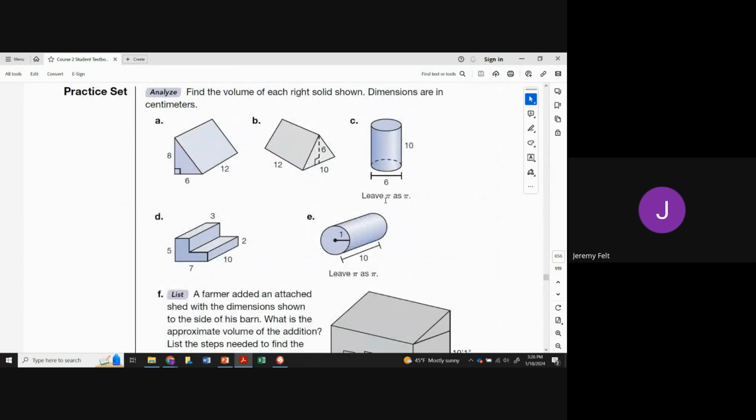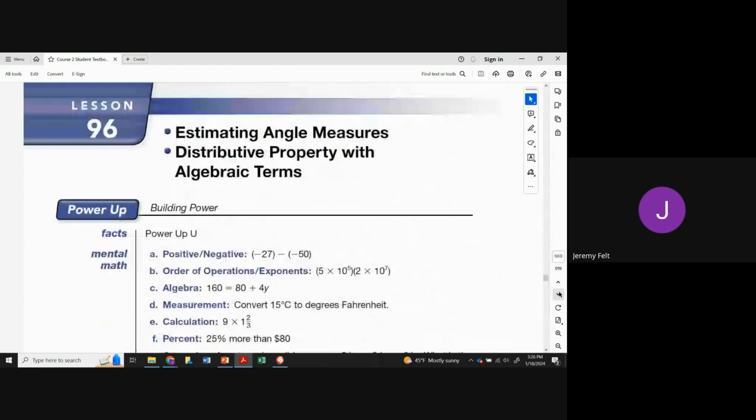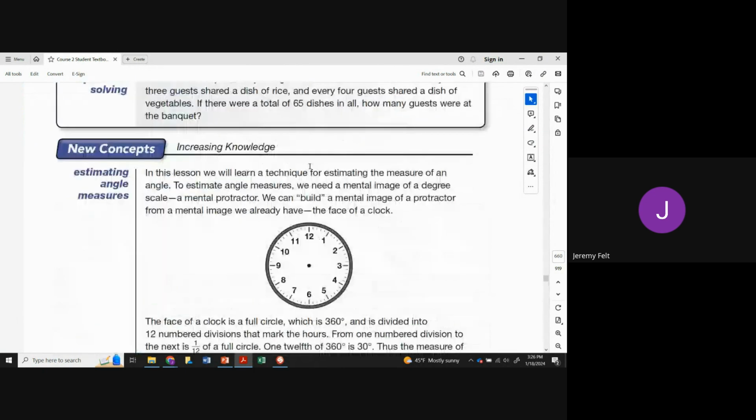All right, we will do these together. The area formulas should be on your reference sheet, so definitely make sure that you hang on to those and don't lose that. Lesson 96, the last one for this week, we're estimating angle measures and the distributive property with algebraic terms.